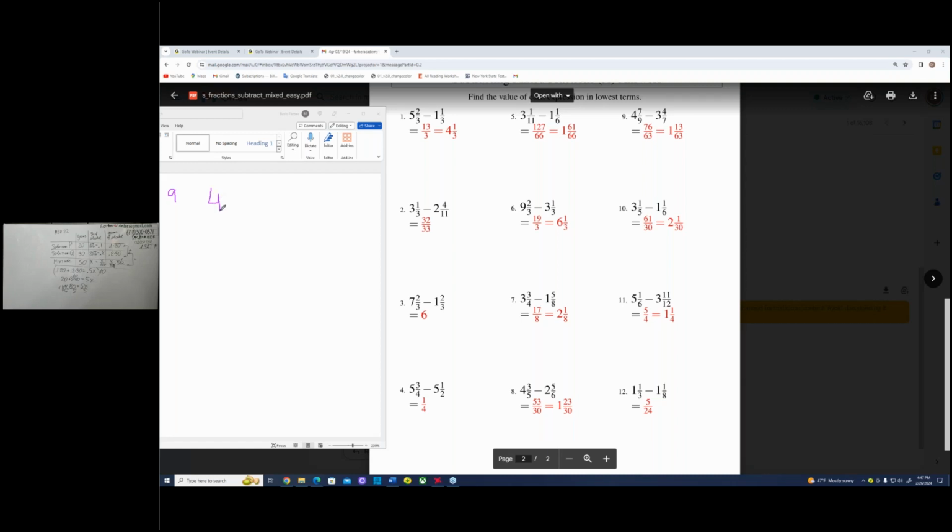4 and 7/9 minus 3 and 4/7. Okay. So let's try this one. LCD is 63. Okay, do I need to split this? Let me try. This is 7. And this is 9. I get 4.